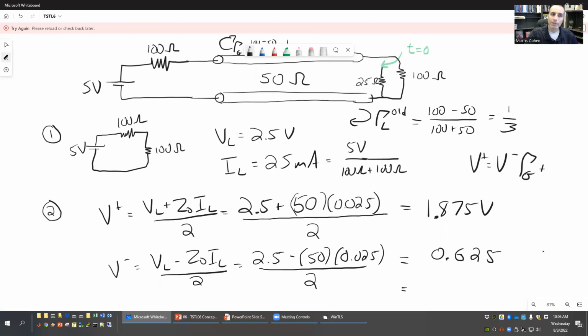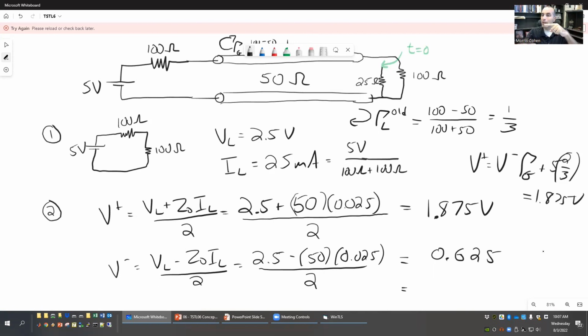And the generator takes 5 volts and resistor divides it between 100 ohms and 50 ohms, which means 5 volts times 2/3 is what's inserted into the circuit, right? The voltage that's being injected. So if we take this value right here, V negative, multiply it by 1/3, and add it to 5 times 2/3, this works out to be 1.875 volts, which is exactly what we expect, right?